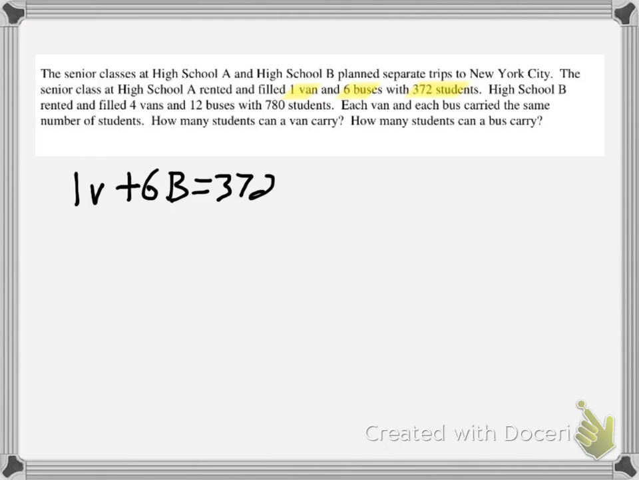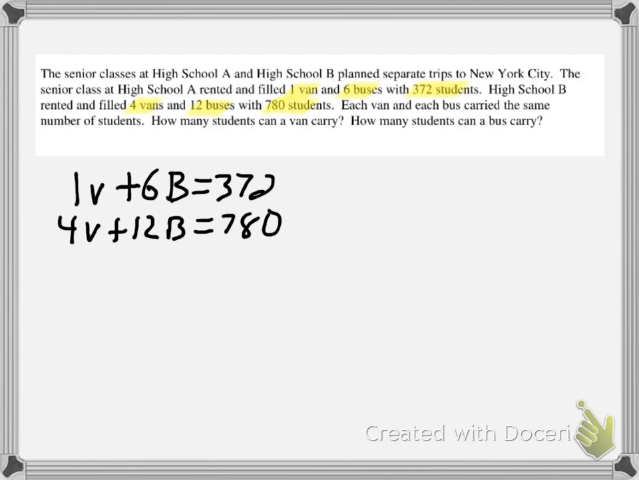And my other one, school B, has 4 vans, 12 buses, 780 students, so there's my other equation: plus 12b equals 780. Alright, so now I want to go through and I have to get them to cancel. So I could get the b's to cancel. I could multiply the top by -2, which would give me -12b, which would cancel with 12b.